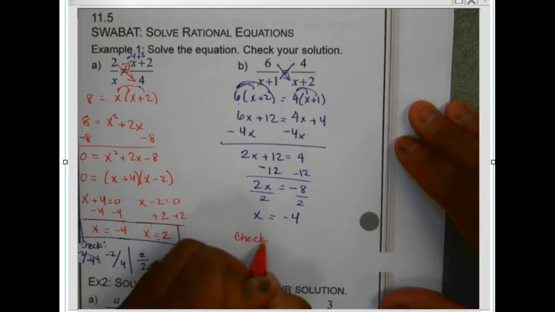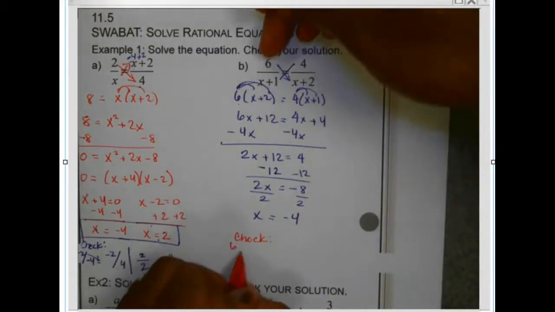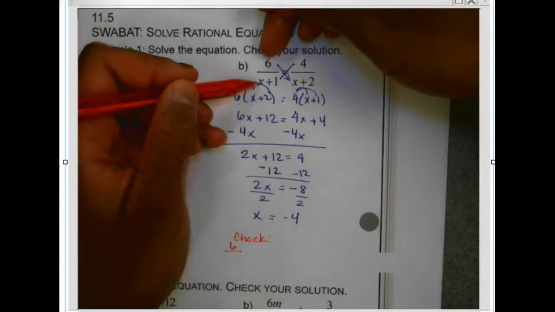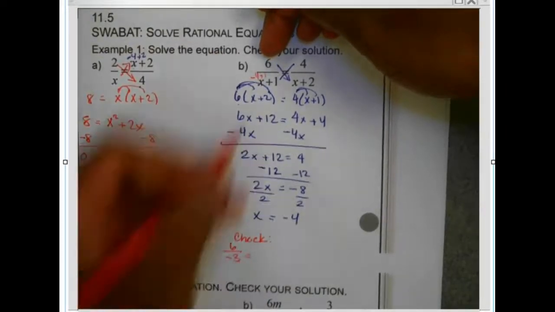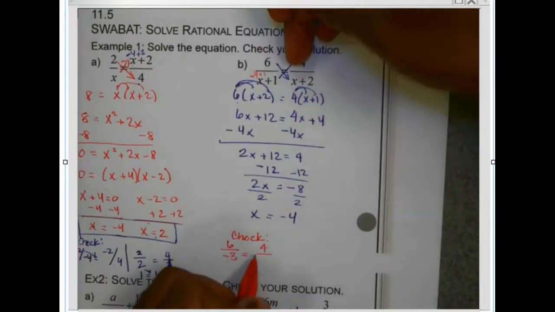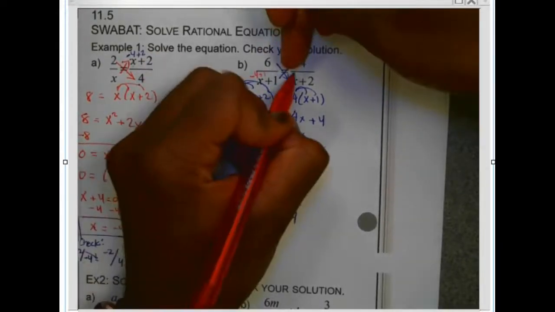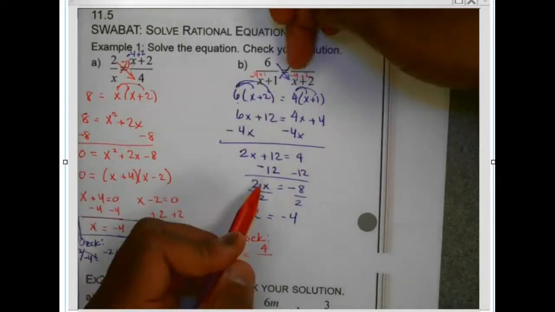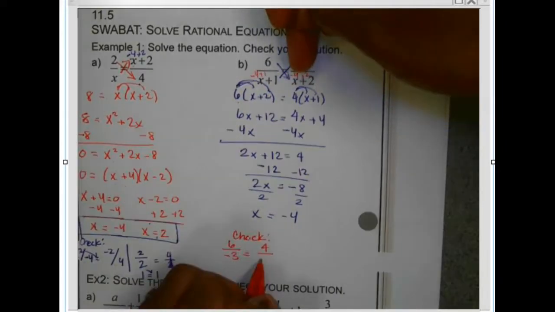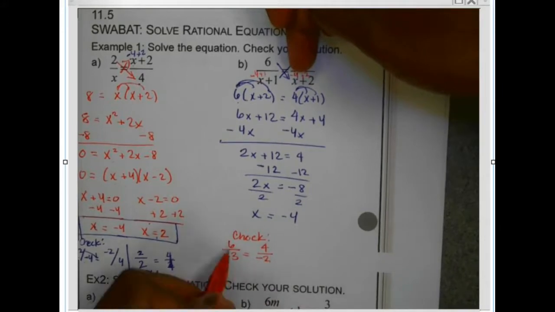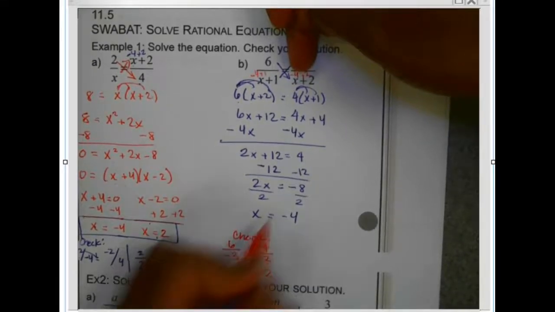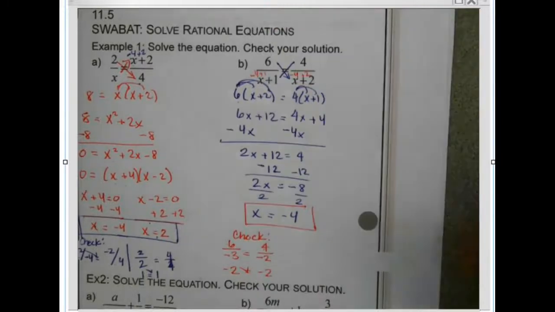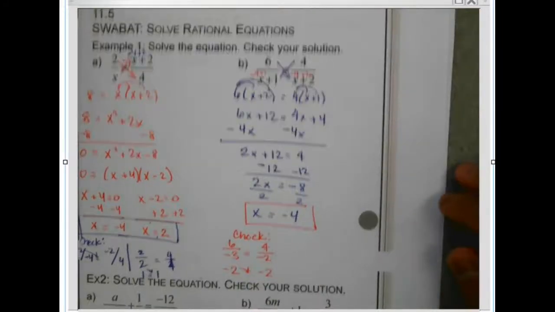Check. So I have 6 over negative 4 plus 1, which is negative 3. Is that equal to 4 over negative 4 plus 2? Negative 4 plus 2 is negative 2. Are these equivalent? Well, 6 divided by negative 3 is negative 2. 4 divided by negative 2 is negative 2. We have another winner. It's box worthy. Put a box on it. All right, we're committed to that.